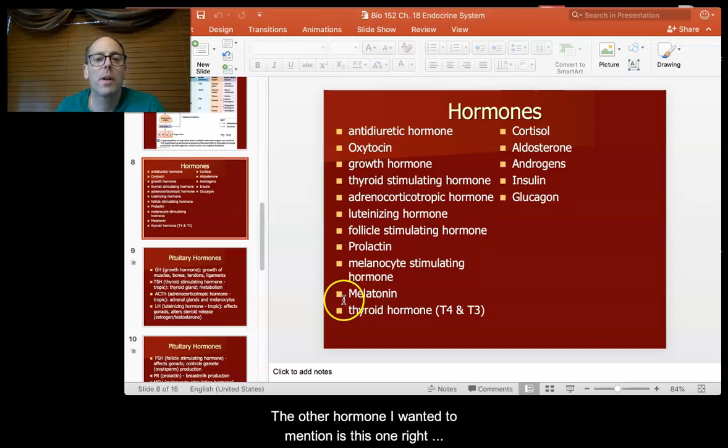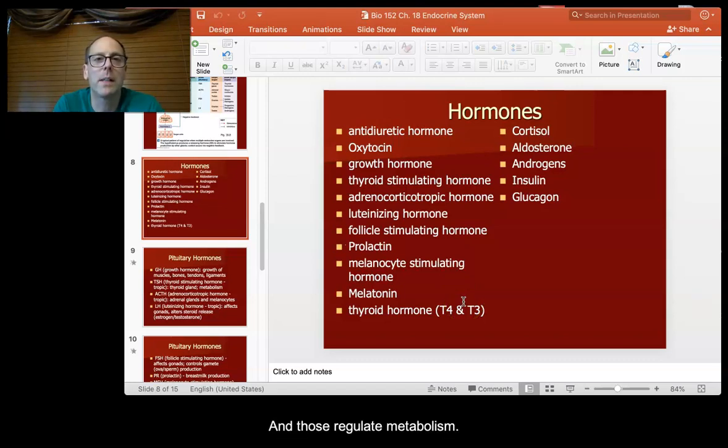The other hormone I wanted to mention is this one right here, thyroid hormone. Thyroid hormone is actually two hormones, T3 and T4, and those regulate metabolism. And what they do is they upregulate metabolism. They cause your cells to burn more energy. So the target for thyroid hormone is pretty much all the cells in the body.